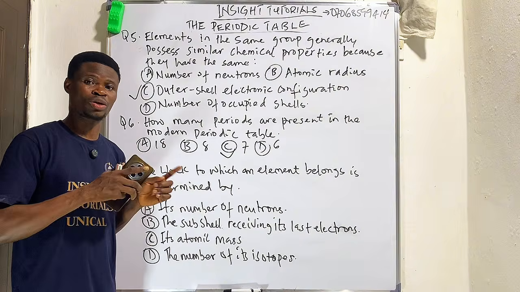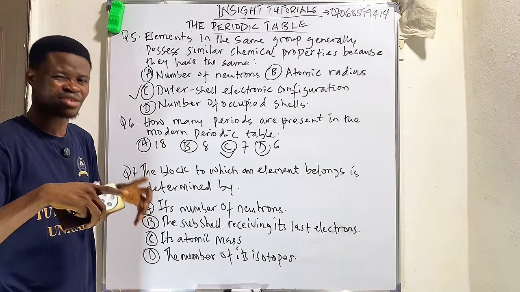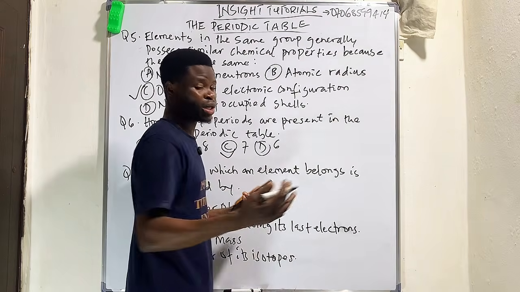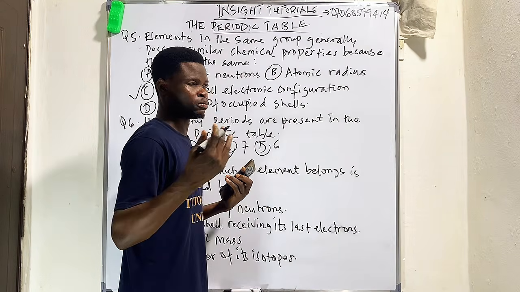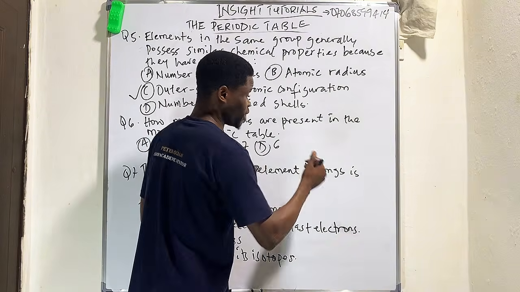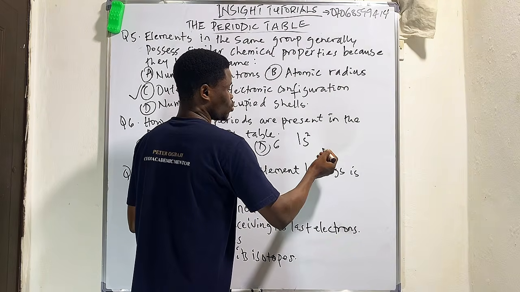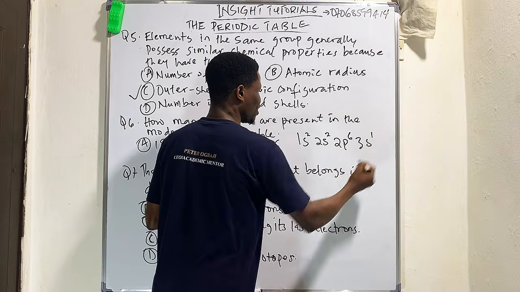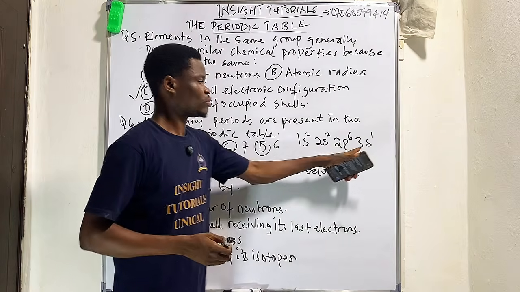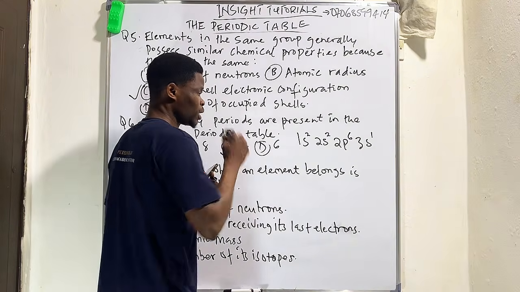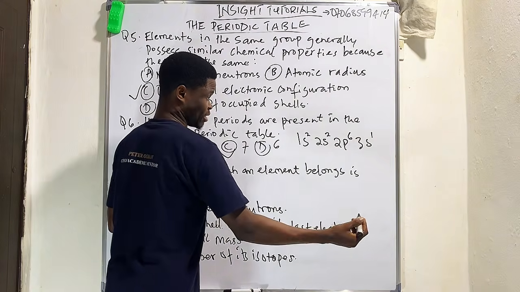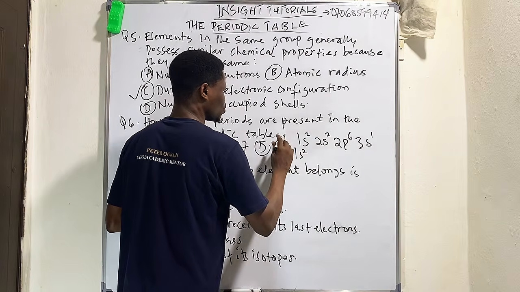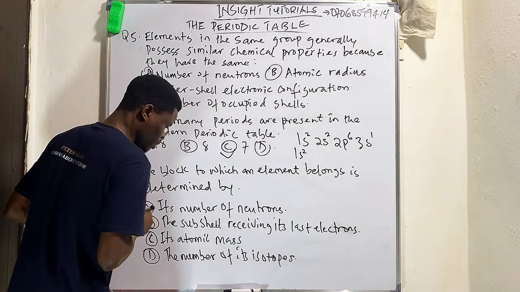I won't just say it is subshell, we're talking about the subshell that carries its last electron. For example, if I'm to do the electronic configuration of sodium, sodium is 1s2, 2s2, 2p6, and 3s1. Now, that is for sodium. And then let me also do that of magnesium, for example. So, or perhaps aluminium. Aluminium is 1s2. So let me create space here for what I'm about to do.